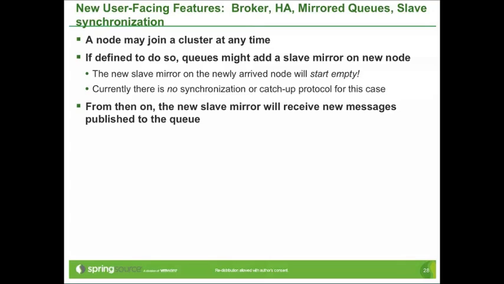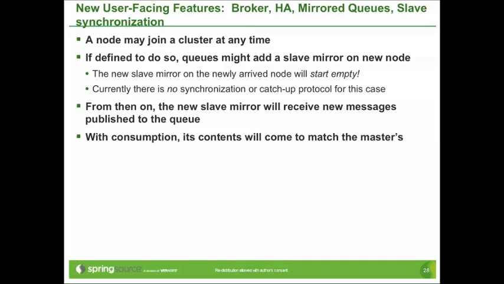And so from then on, as new messages get published into the mirror set, the slave mirror will get the new messages, but there may still be an overhang on the master because the master had messages that the new slave doesn't know about. However, as those messages are consumed, recall they get consumed out of the master. So eventually that overhang gets chewed down by consumption until such time as it catches up with what's going into the slaves.